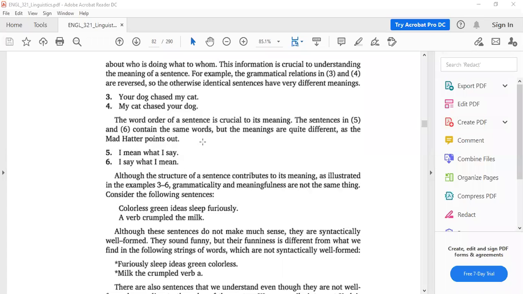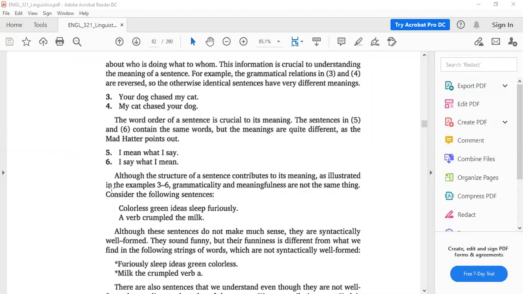Have a look at 5 and 6. I mean what I say, what I mean. Exactly the same words. I, mean, what, I, say, exactly the same words. But the only difference is the word order. So of course, 5 and 6 have different meanings, although they have the same words.